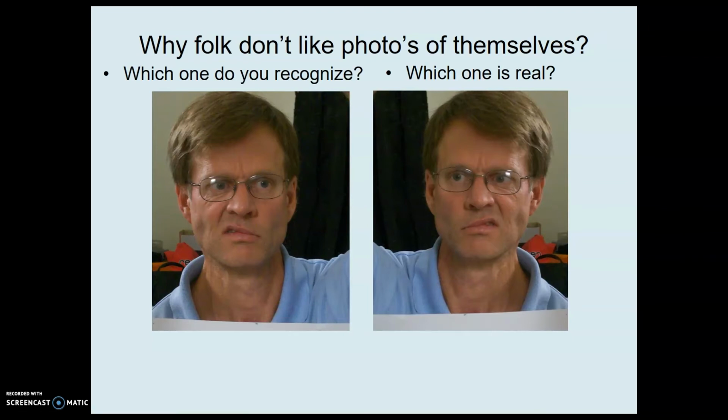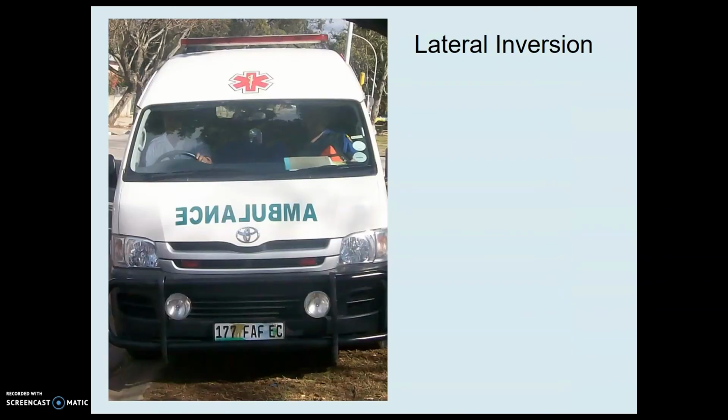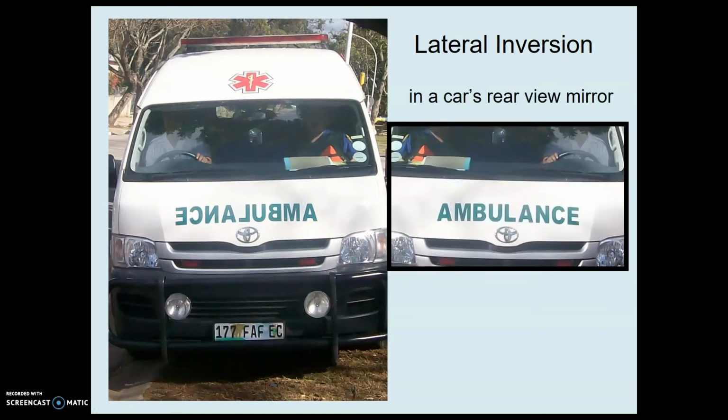Ever ask yourself why so many people don't like photos of themselves? Well, the one's a mirror image and the other's not. I've pulled an asymmetrical face and combed my hair to the side so you can see the difference. I'm also holding up a sign that says which is real. So it's pretty obvious now that the one on the right is a mirror image. We call this lateral inversion. And that's why we have all these ambulances driving around, because if you're driving in front of them and you look in your rear view mirror, that's how you will read it.